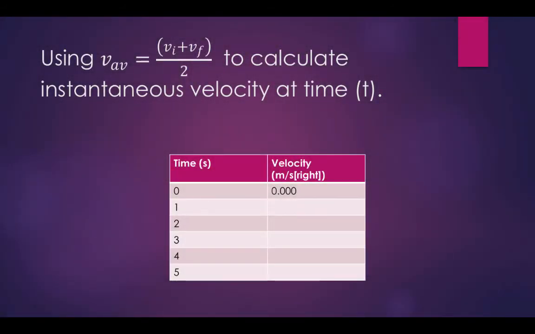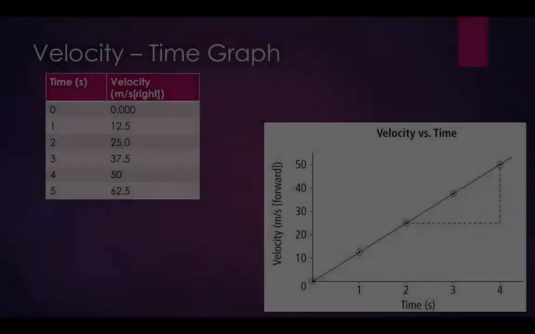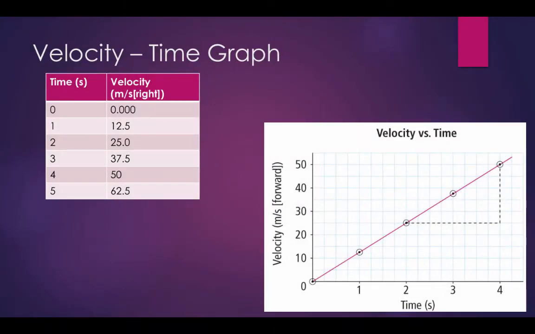Now that we have the average velocity, we can use the formula average velocity equals velocity final plus velocity initial divided by 2 to calculate the instantaneous velocities at each whole second of time. I have skipped showing you the calculations and have provided you with the values. At time 0, the velocity or the instantaneous velocity is 0. At time 1, it's 12.5 meters per second to the right, then 25, 37.5, 50, and finally 62.5 meters per second to the right. When we plot these data points, we get a velocity time graph that is a straight line.